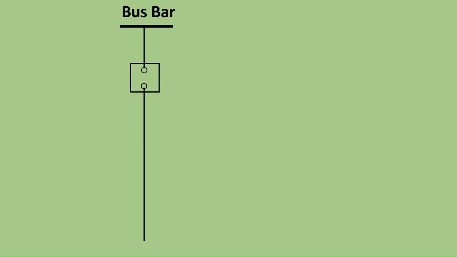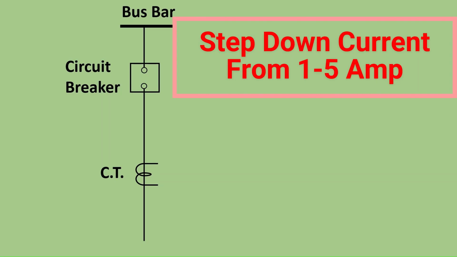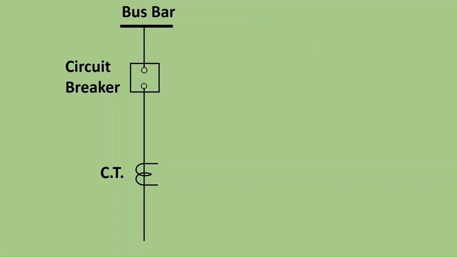Suppose a line is connected to the bus bar and a circuit breaker is inserted for protection purposes. A current transformer is connected to the line. The primary function of the current transformer is to step down the high current to a manageable level in the range of 1 to 5 amperes. Current transformers are very important for protective relays, where they detect fault currents and trigger protective relays to isolate faulty sections of the electrical networks.